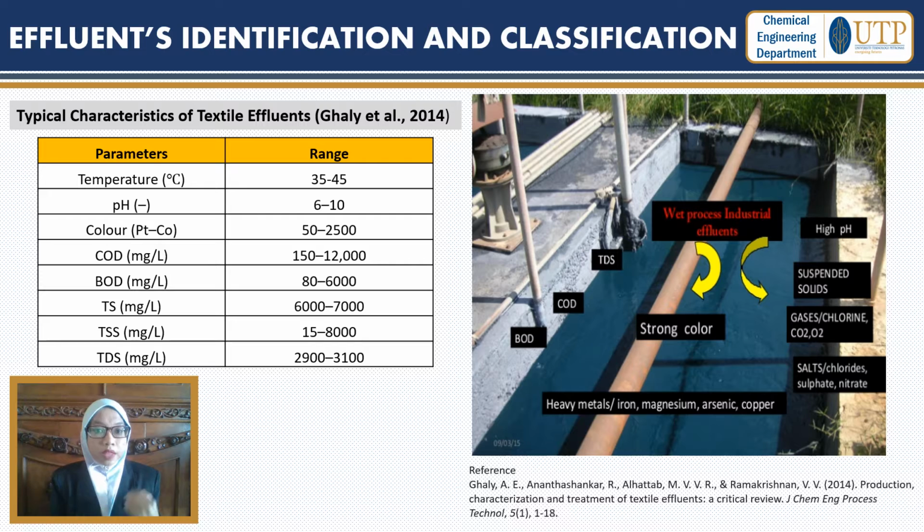For example, we can see here in this table, the total dissolved solid is quite high, from 2,900 mg per liter to 3,100 mg per liter. In fact, the permissible limit for the total dissolved solid in textile effluent is only 500 to 2,000 mg per liter. Therefore, during the treatment process, it is vital to monitor and compare this parameter with the standard concentration before discharging the corresponding effluent to the receiving water body.